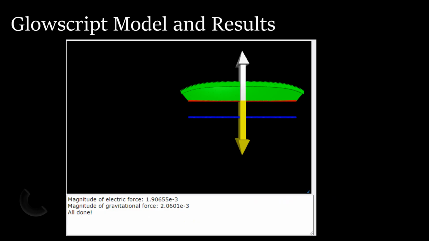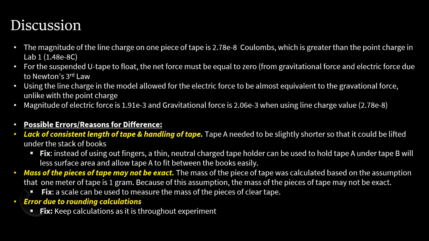Here are the results from the line of code. Note the resemblance to the free body diagram a few slides back. Based on our results, the magnitude of the line charge on one piece of tape is 2.7 times 10 to the negative 8 coulombs, which is greater than the left point charge in Lab 1.